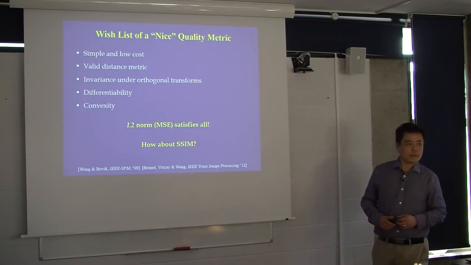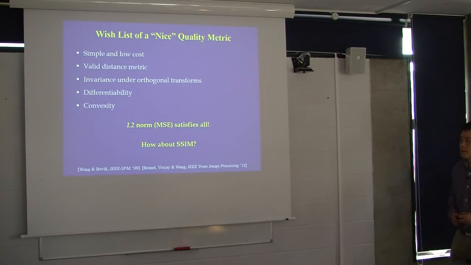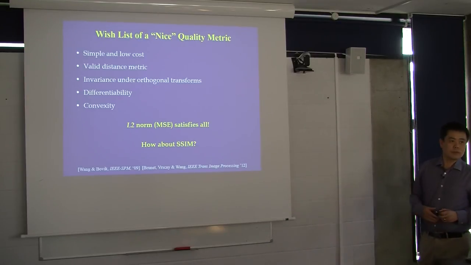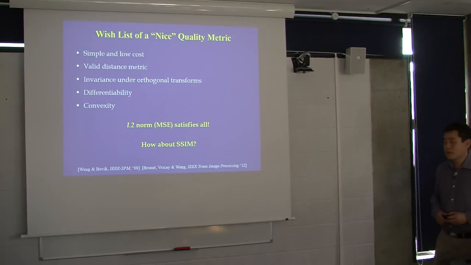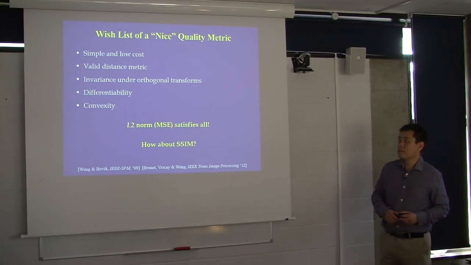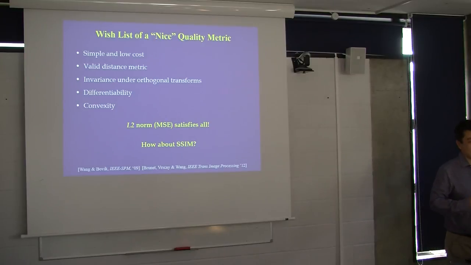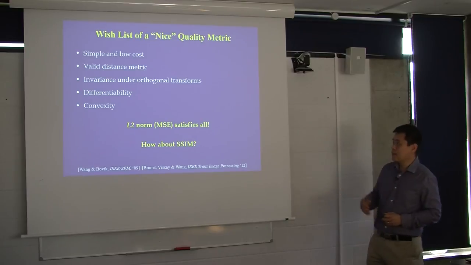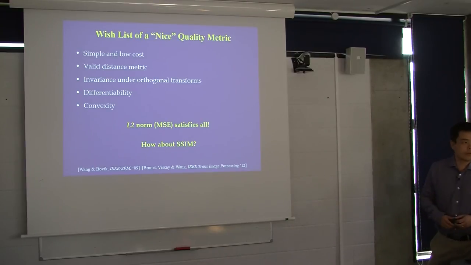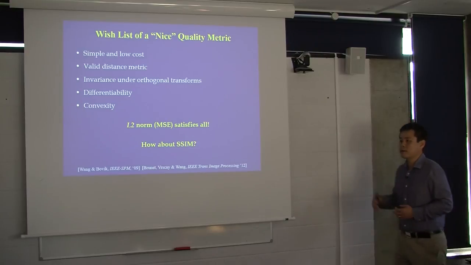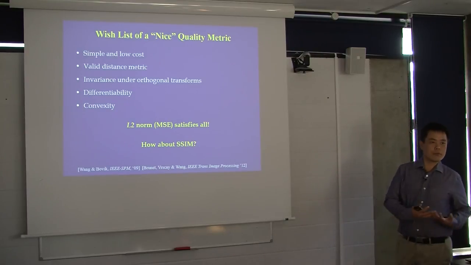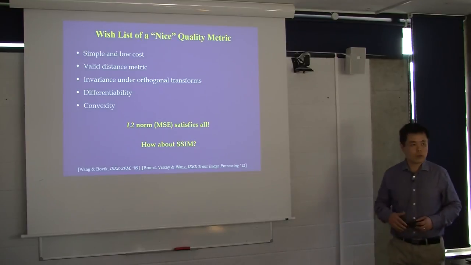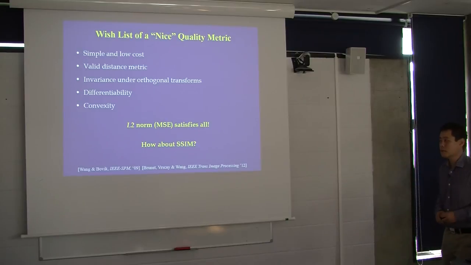You also want several nice mathematical properties. You want this to be a valid distance metric in order to analyze the performance of your iterative or optimization algorithm. You want this method to be invariant under orthogonal transforms, which is why DCT and Fourier transforms are so popular, because they have a very nice orthogonal invariance property. When you analyze the errors in the transform domain and the original spatial domain, you're going to get exactly the same error. You also want this method to be differentiable. You also want some nice convexity property of this problem.